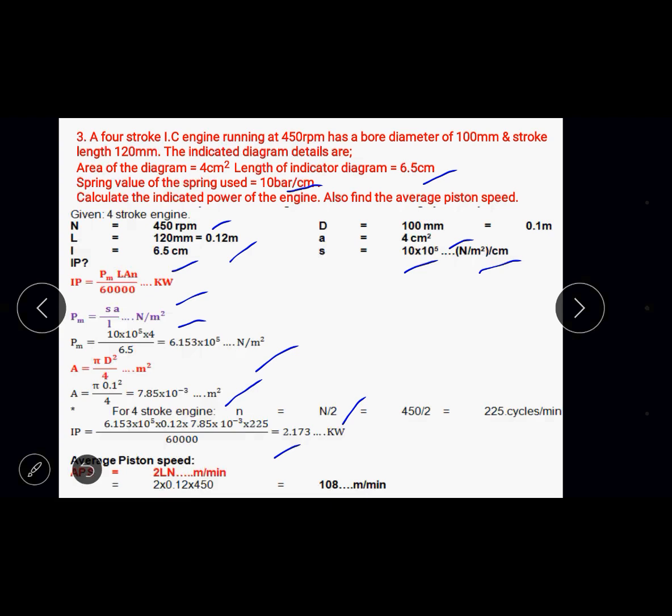Then again piston speed, it's 2 ln. Same formula. So 2 into stroke of the piston, crankshaft speed. You will get it as 108 meter per minute. This is the average piston speed. It covers 108 meter of distance in 1 minute. So this is about problem number 3.